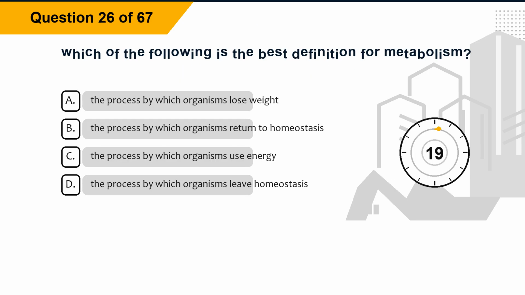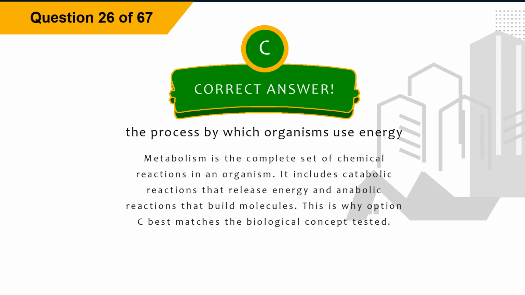Question 26. Which of the following is the best definition for metabolism? Option A, the process by which organisms lose weight. Option B, the process by which organisms return to homeostasis. Option C, the process by which organisms use energy. Option D, the process by which organisms leave homeostasis. The correct answer is option C, the process by which organisms use energy.